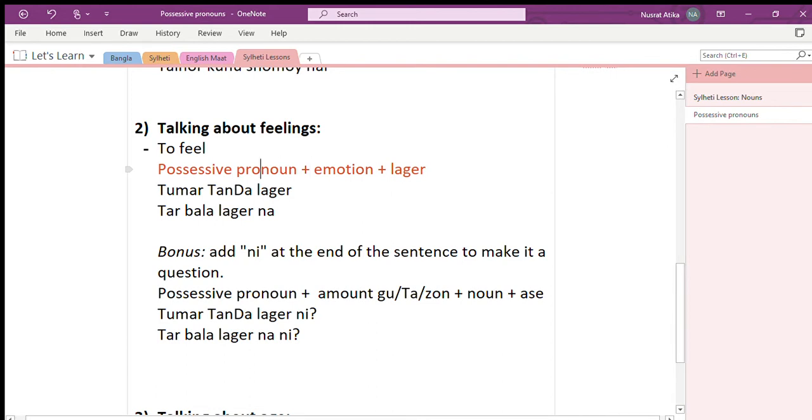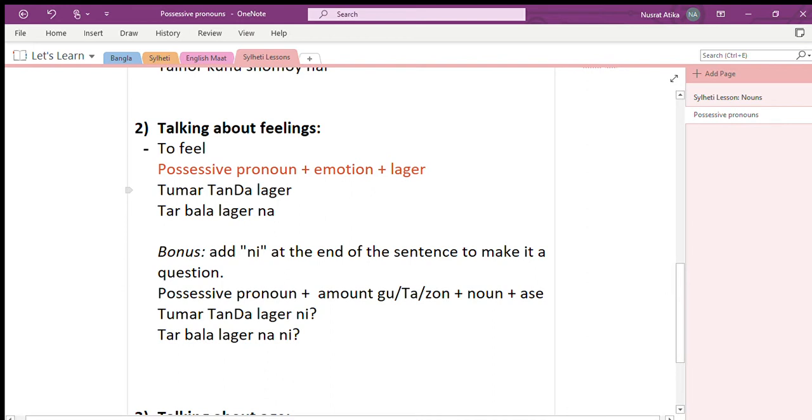So possessive pronoun, emotion, lager. Lager technically means feeling, not feel. So we're using the present continuous form. And that's the way it is used in Sylheti. If you want to go so technical with English, it's not going to sound as natural. So we're going to say lager, which means feeling. So tumar tanda, your cold, lager, feeling. So you're feeling cold, which literally means you feel cold.